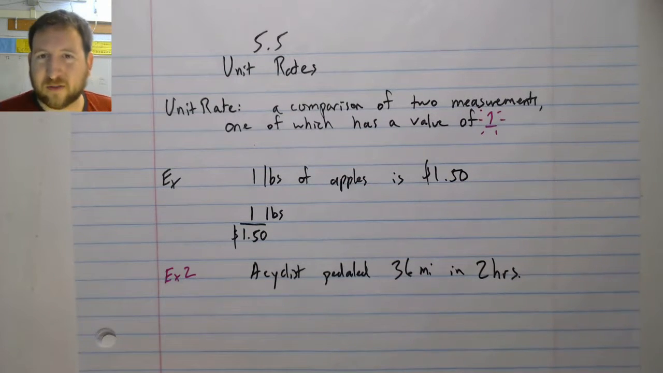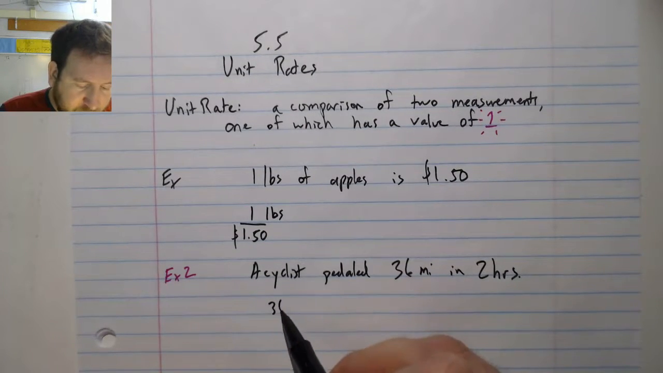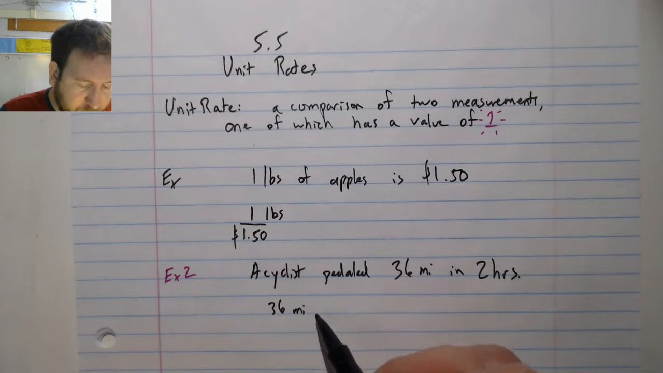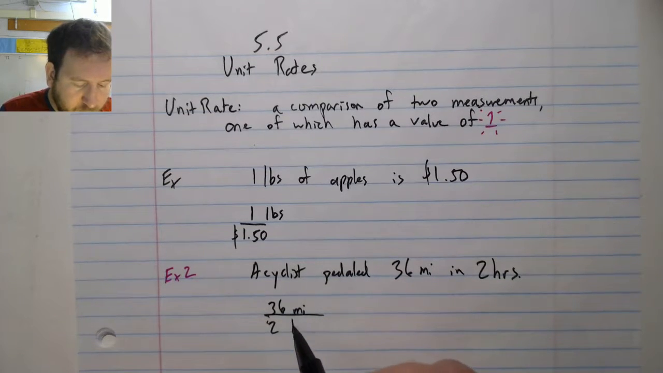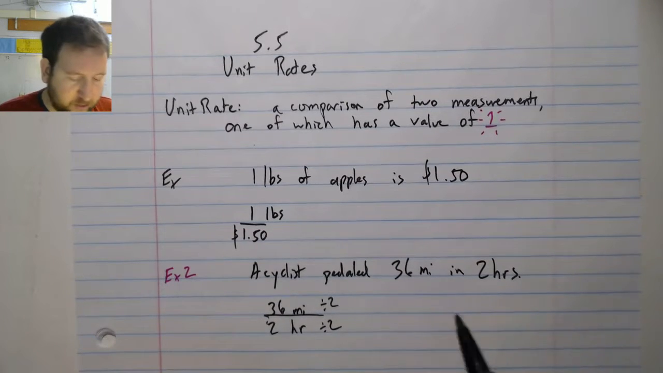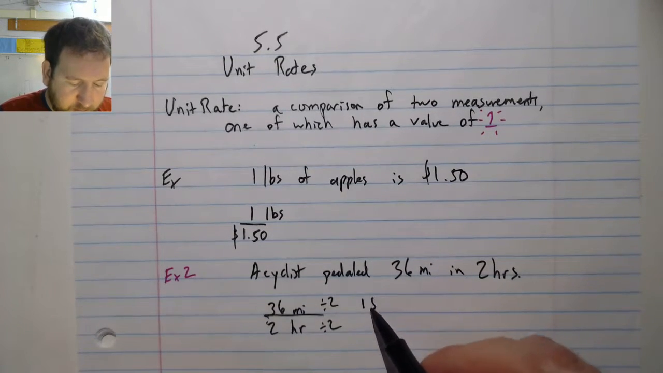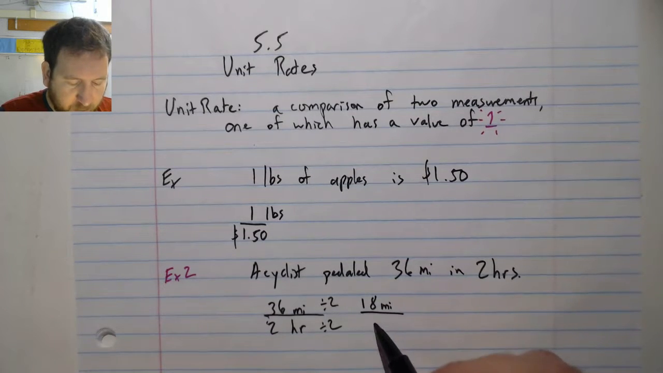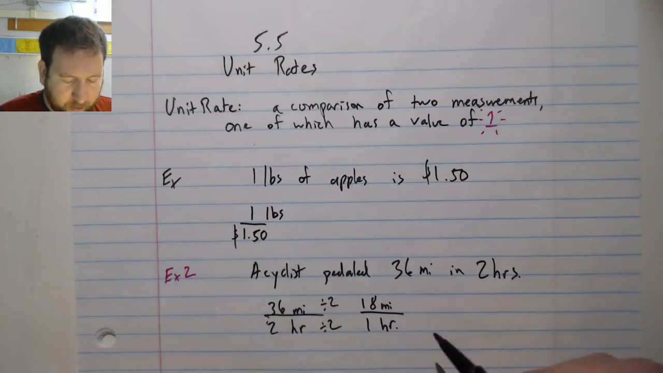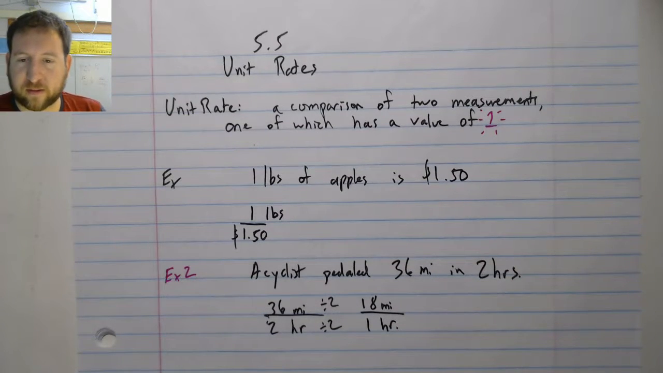So I'm going to use my hours, and this is going to be my 1. So I'm going to write 36 miles in 2 hours. And to simplify it, I'm just going to divide the top and the bottom by 2, which gives me 18 miles per hour. So I could see the average speed that he bicycles.